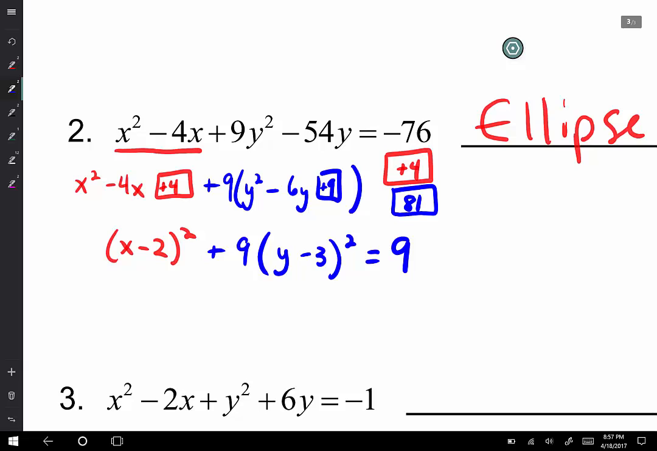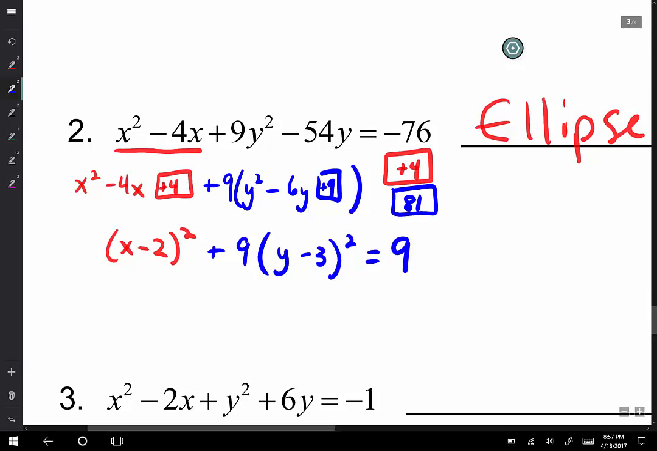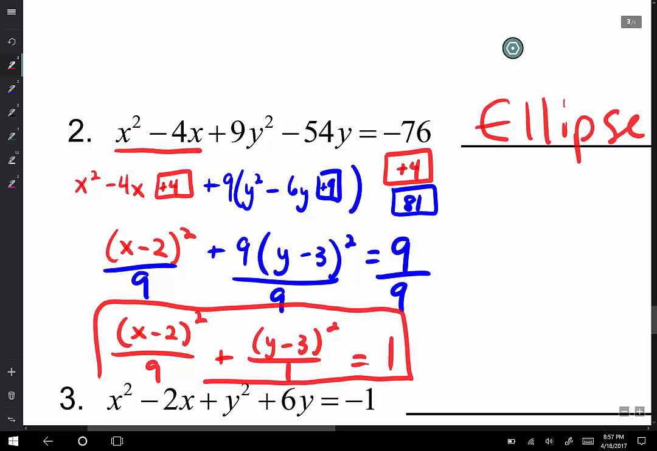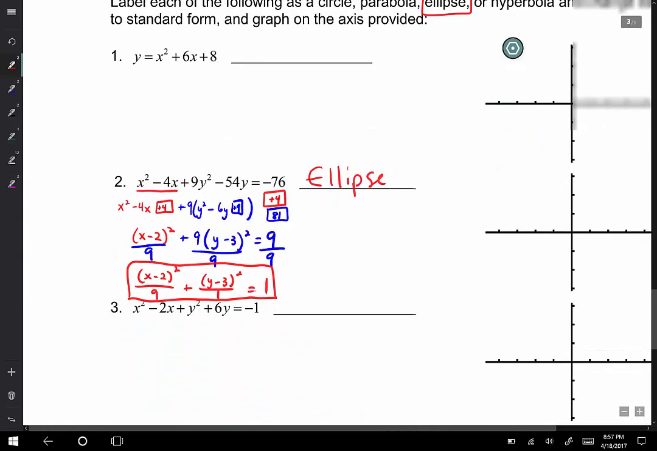Remember, with ellipses, you have to have it equal to 1. So I'm going to divide everything by 9. Divide this by 9, divide this by 9, divide this by 9. So our final equation is x minus 2 squared over 9 plus, these 9's cancel, so it's just y minus 3 squared over 1 equals 1. Here's our new equation. And let's go graph this.